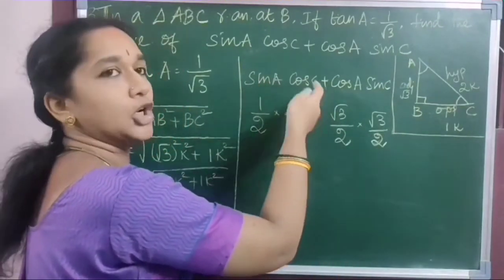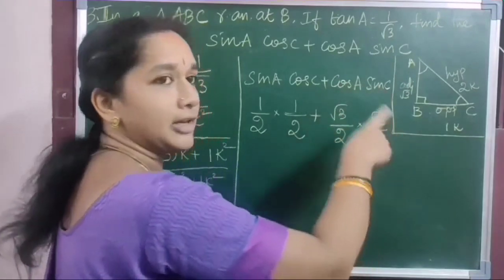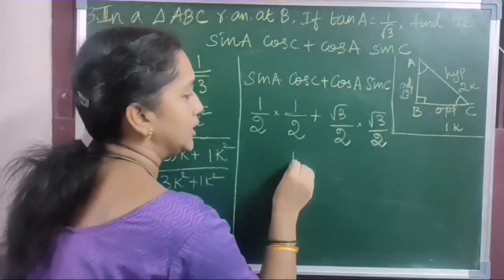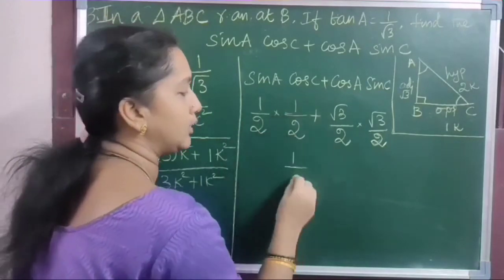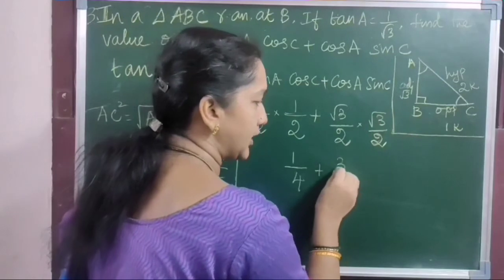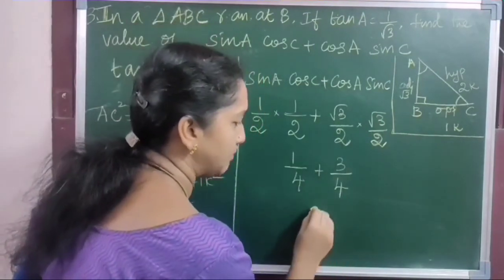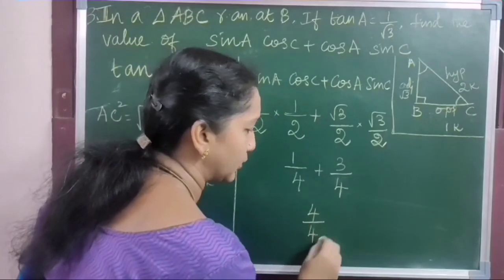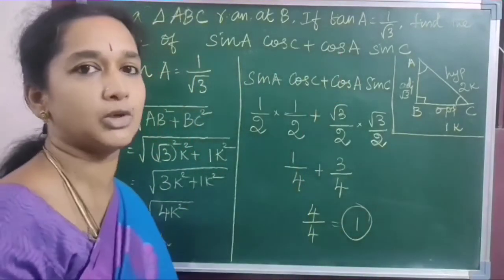So sin A and cos C values are equal, and cos A and sin C values are equal. Understood? So this is multiplication. 1 by 2 into 1 by 2 will be 1 by 4, plus root 3 into root 3 will be 3 by 2 twos are 4. So when you simplify this, 4 by 4 value is 1. This is your answer for the given question.